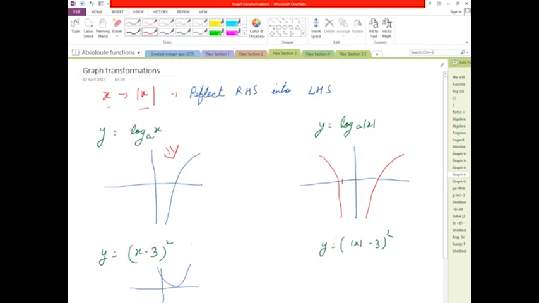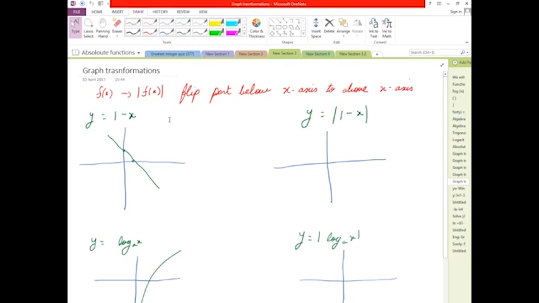y equal to (x minus 3) square, this is the graph, and we'll see how we come here. But if somebody wants to ask you to plot y equal to (mod x minus 3) square, you can just take whatever is on the right hand side, which is something like this, and then plot it on the left hand side. So this is your y equal to (mod x minus 3) square.